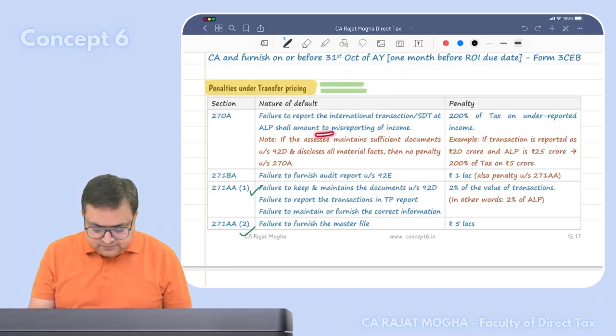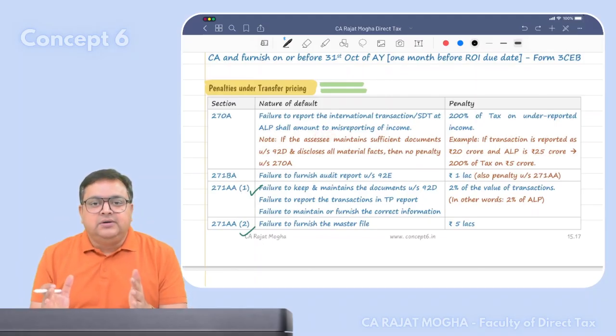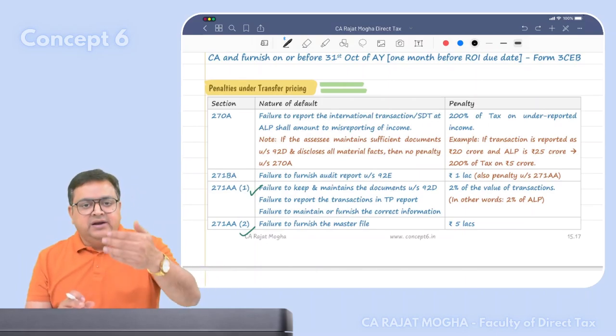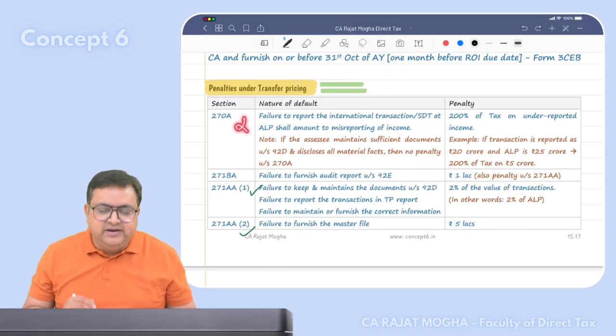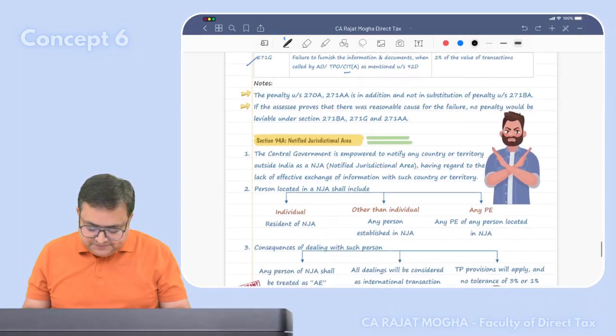Got it? But let's say you have not misreported, you have shown everything in your records. However, we have determined the ALP a little higher, but you have shown everything over here, then we will not levy this penalty. Got it? So this was about penalties.